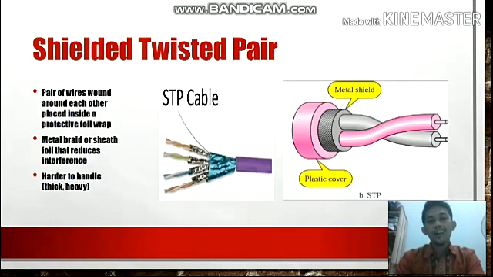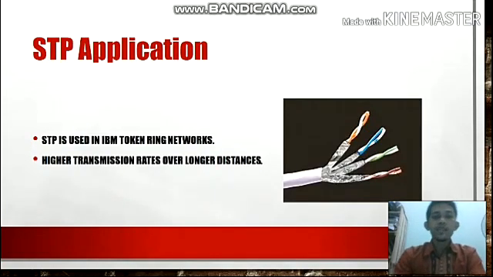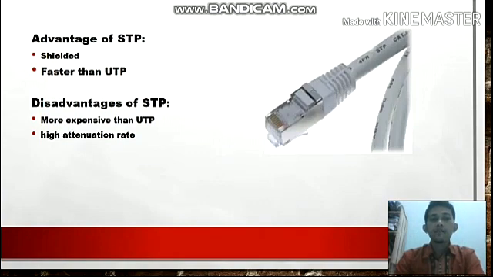Shielded twisted pair or STP cable. A pair of wires wound around each other, placed inside a protective foil wrap, metal braid or sheath foil that reduces interference, harder to handle, thick and heavy. And you can see the pictures of STP cable on the slide. STP application. STP is used in IBM token ring networks, with higher transmission rates over longer distance. The advantages of STP are that it is shielded and faster than UTP, and the disadvantages of STP are that it is more expensive than UTP and has a high attenuation rate.